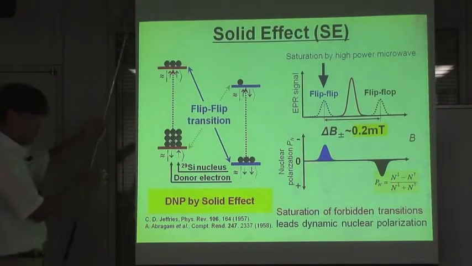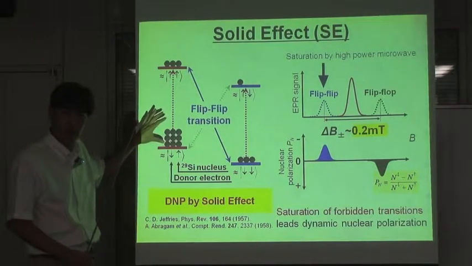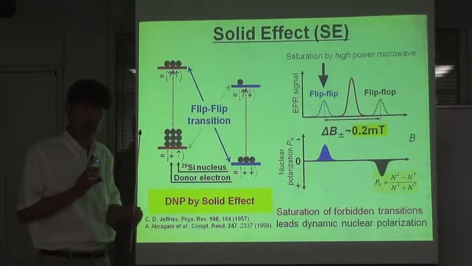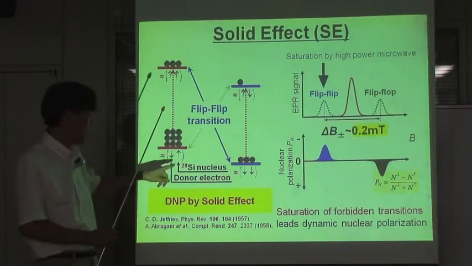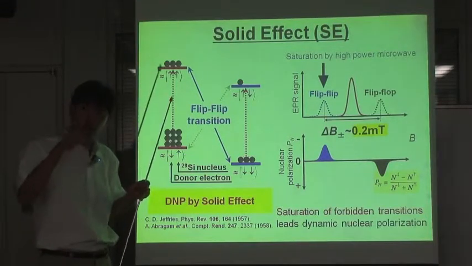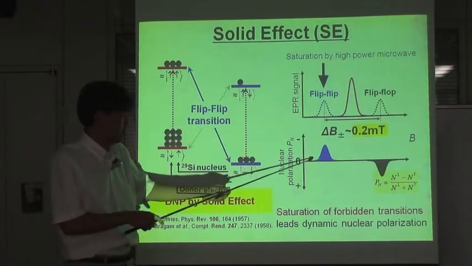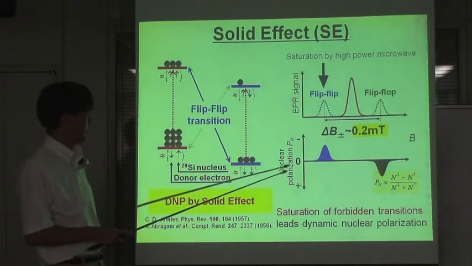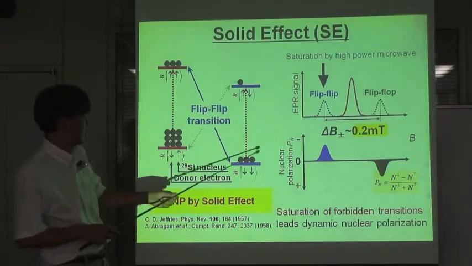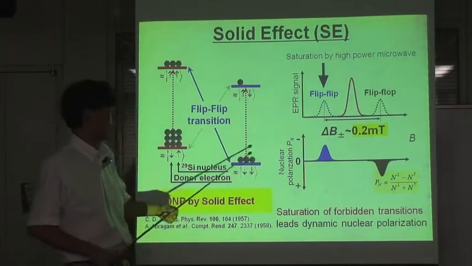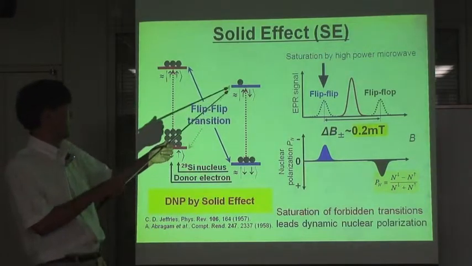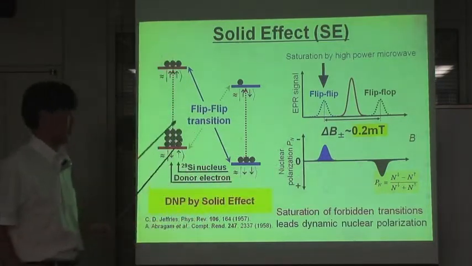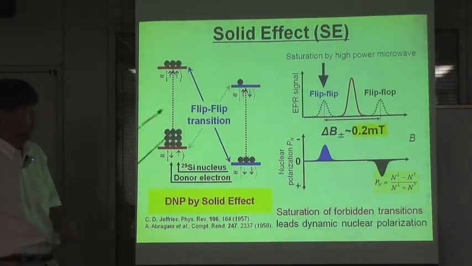Once we orient 29 nuclear spins, we can perform solid state NMR, nuclear magnetic resonance, to see how many 29 nuclear spins are up or down. So that can be measured by nuclear magnetic resonance. And sometimes for the flip-flip transition, we have negative nuclear polarization. For the flip-flop transition here, we have positive nuclear polarization as defined here. Okay?